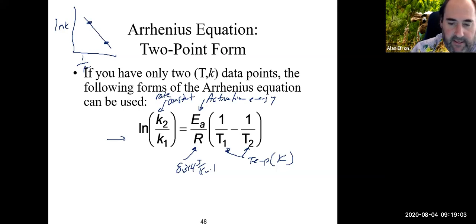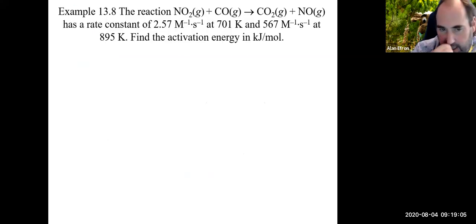So why don't we try one here and see how you do. So take a shot at this one here. The reaction there has a rate constant 2.57 at 701 Kelvin and 567 at 895 Kelvin. Find the activation energy. So take a minute or two to see what you come up with.